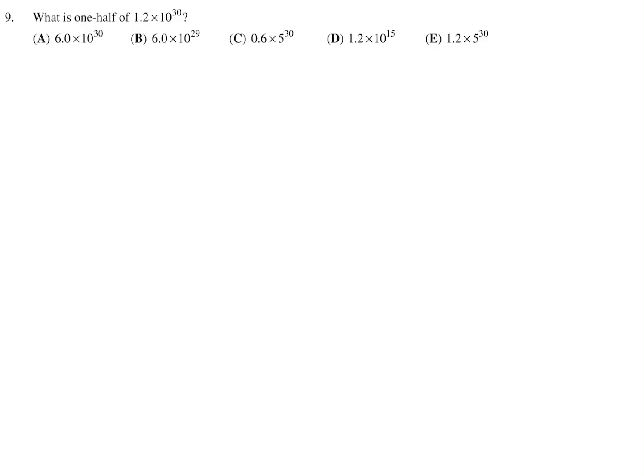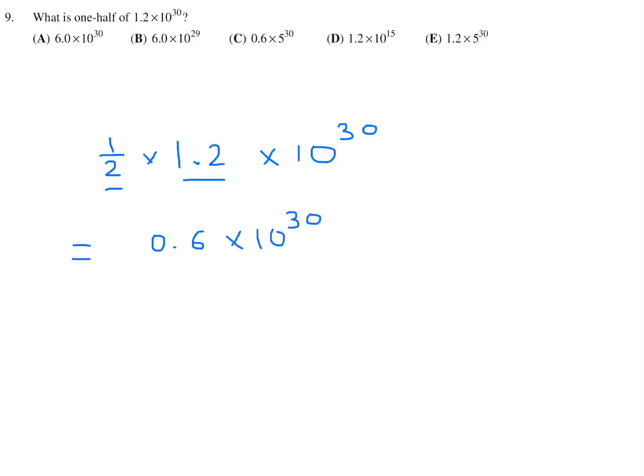What is 1/2 of 1.2 times 10 to the 30? All right, so if we multiply this by 1/2 like that, we'll get 1/2 times 1.2, which is 0.6 times 10 to the 30. And it doesn't look like this is one of the answers, but that does not mean that this is wrong. We just have to put this in a different format.